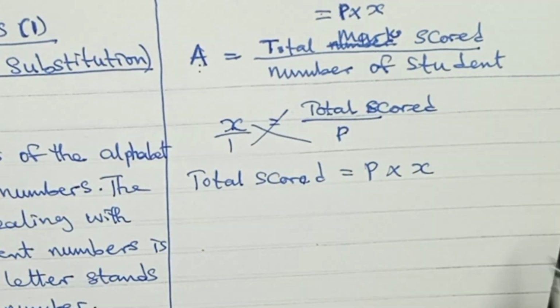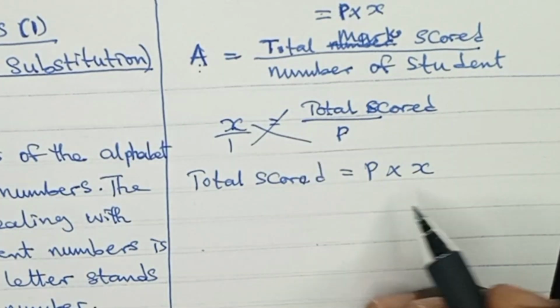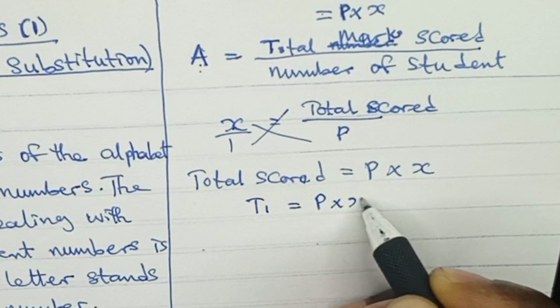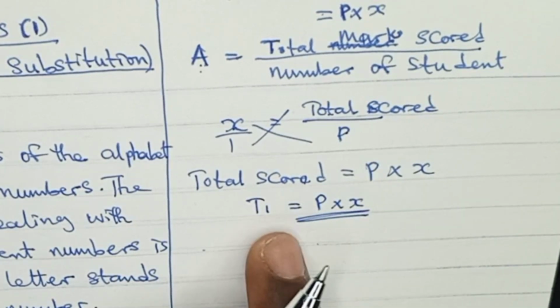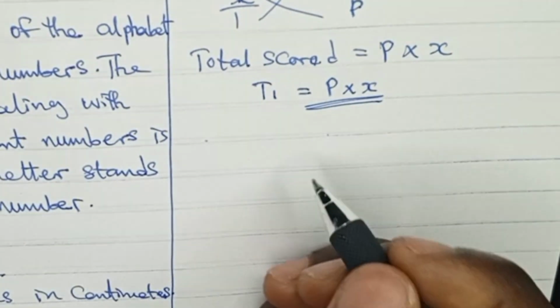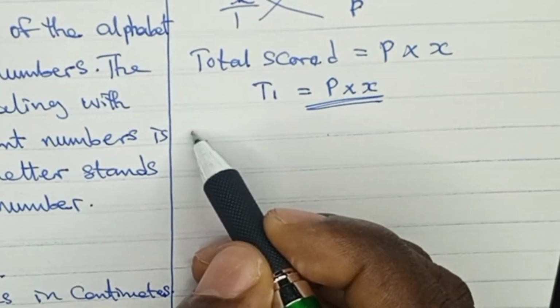So this is the total score for the first class. I can call it T1 equal to p times x. So I have gotten my total score for the first class. Then I go to the second class.